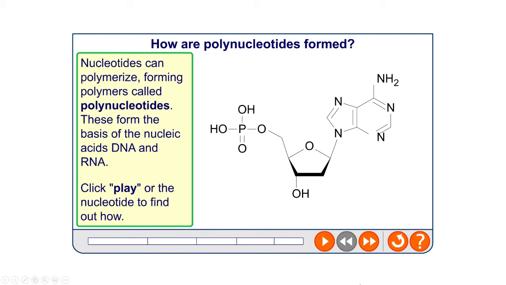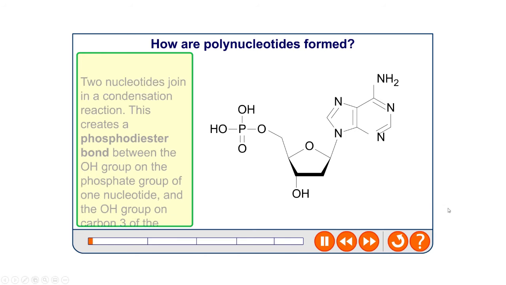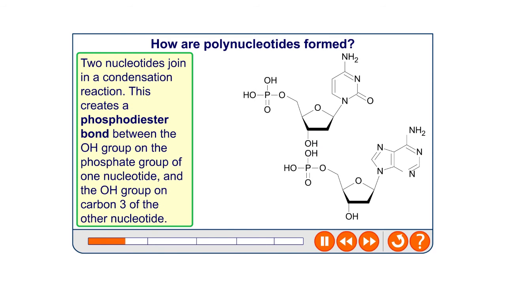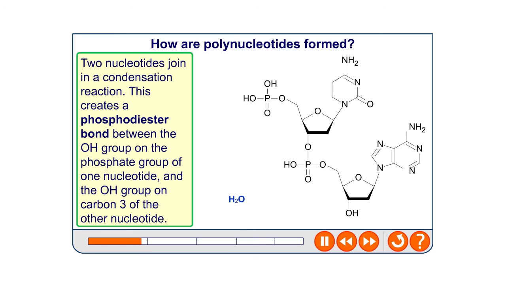So now we know the structure and the formation of nucleotides, we need to see how polynucleotides are formed. Through polymerization we make nucleotides, we make polynucleotides. They are the basis, they are the monomers of DNA and RNA. Nucleotides join together in a condensation reaction, which creates a phosphodiester bond between the OH group on the phosphate group of one nucleotide and the OH group of the carbon 3 of the other nucleotide.